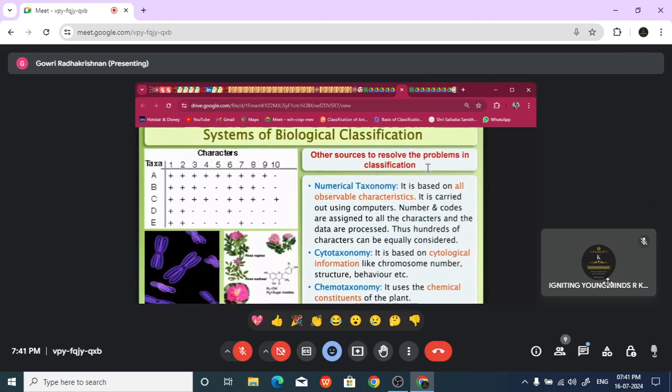All right. Now, other sources to resolve the problem in classification, what are they? Numerical taxonomy. Numerical taxonomy is based on all observable characteristics. It is carried out using computers. Numbers and codes are assigned to all the characters and the data are processed. Thus, hundreds of characters can be equally considered.